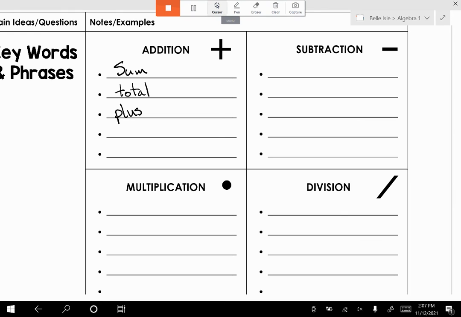A couple of others. Increased by. Okay. And then I think probably the most common one that I see is "more than."